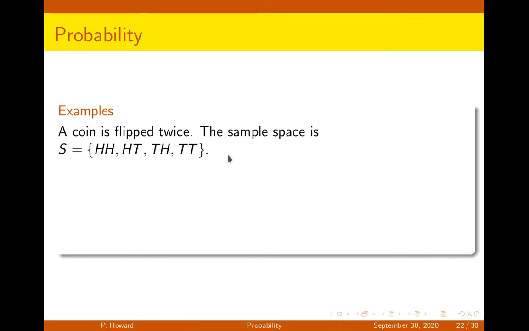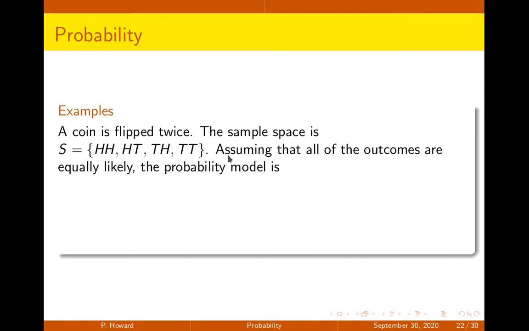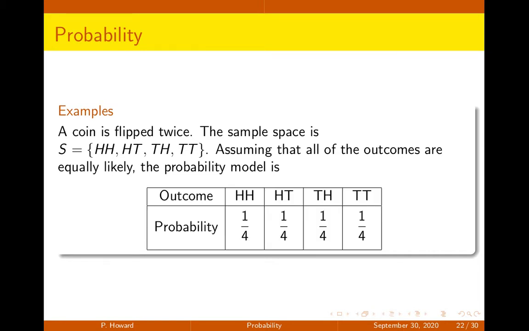So here's another sample space. It seems reasonable to assume that all of these outcomes are equally likely. Each of the 4 outcomes is equally likely. So the probability model, expressed as a table, would assign a probability 1/4 to each of the 4 possible outcomes, assuming that they are all equally likely.